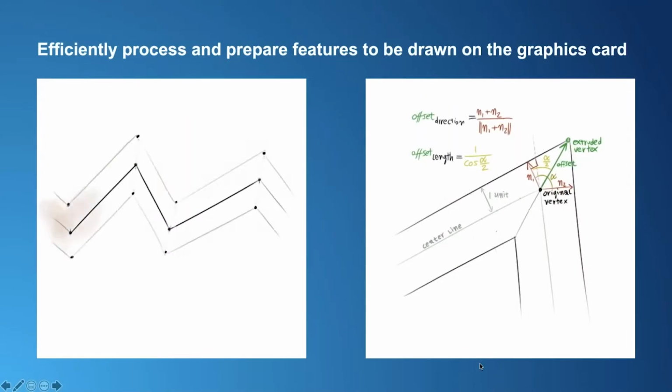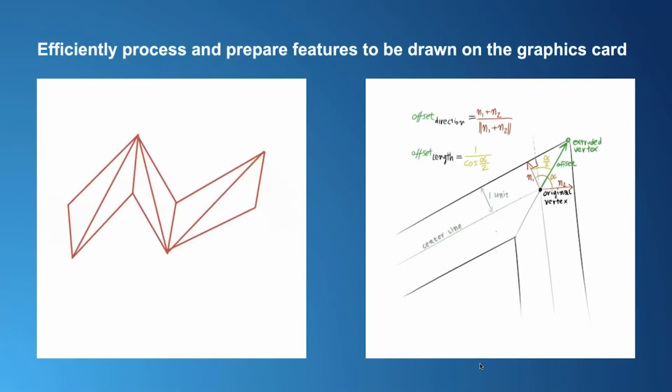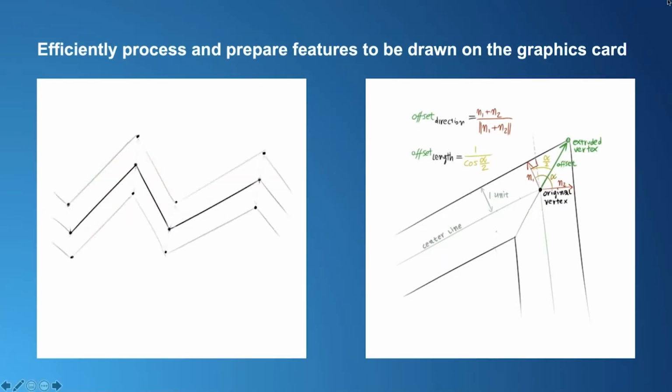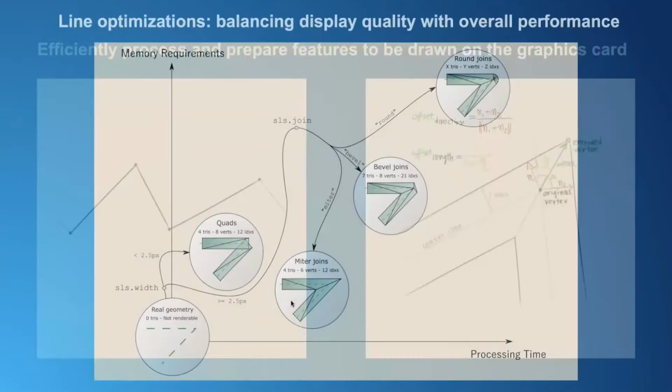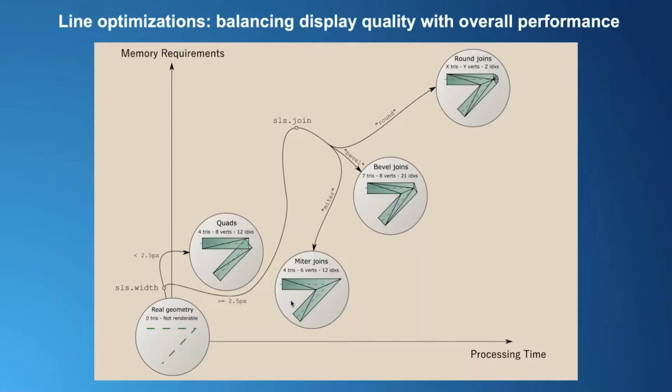We've also made a lot of strides in the last year on improving the processing and preparing of features to be drawn in the graphics card, particularly with lines. So when it comes to drawing lines, there needs to be a balance between overall display quality and performance. You may know that when you render a line, you can use any number of different joins. There's round joins, bevel joins, miter joins, or just a straight quad where there's not really a join at all.